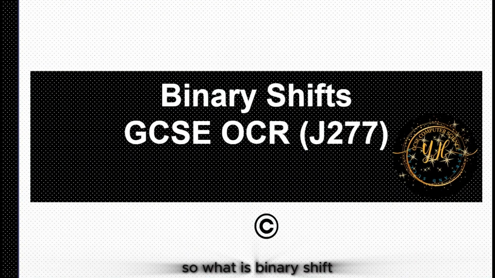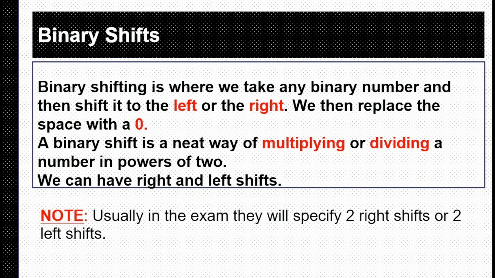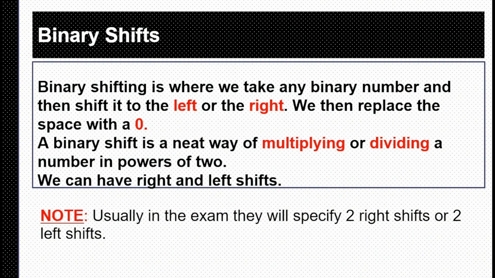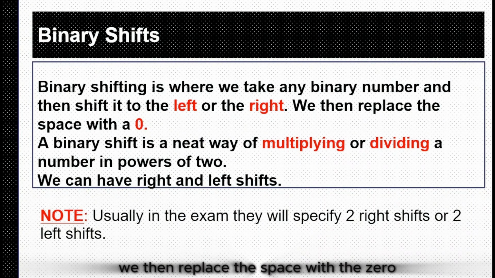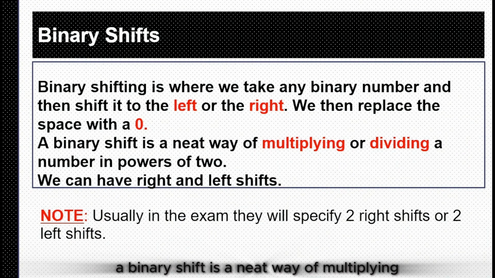So, what is binary shift? Binary shifting is where we take any binary number and then shift it to the left or to the right. We then replace the space with a zero. A binary shift is a neat way of multiplying or dividing a number in powers of 2.